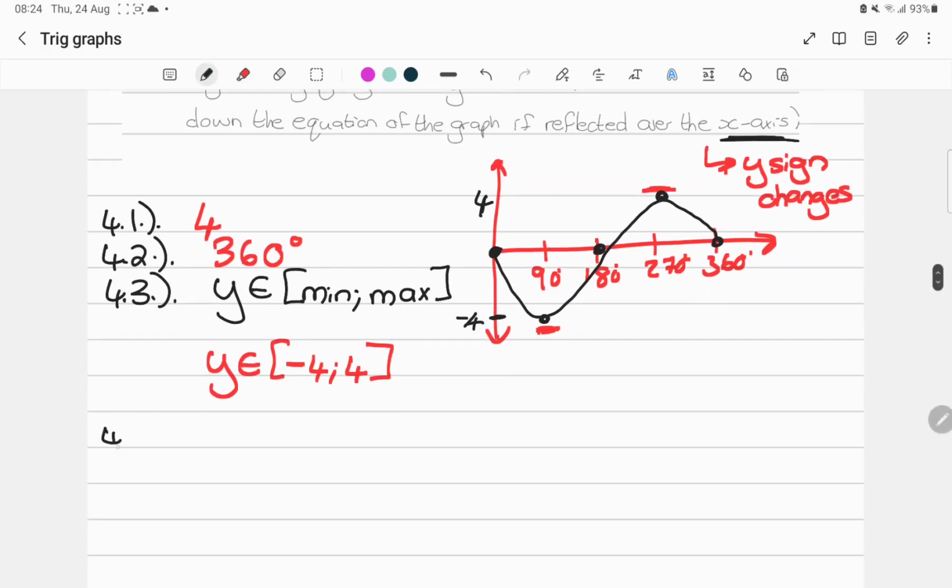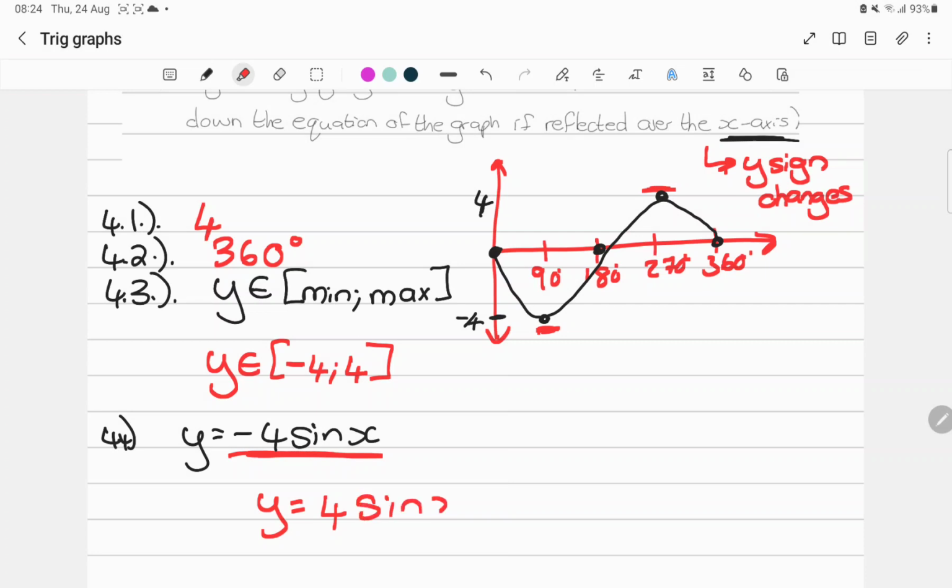So originally, I had y equals minus 4 sine x. If it's being reflected in the x-axis, it means the sign of this entire thing has to change. I apologize for that. Okay, it's going to go from negative 4, change the sign, and become positive 4 sine x. So when you have a reflection in your x-axis, your y sign changes, which basically means that the sign of your entire function has to change.